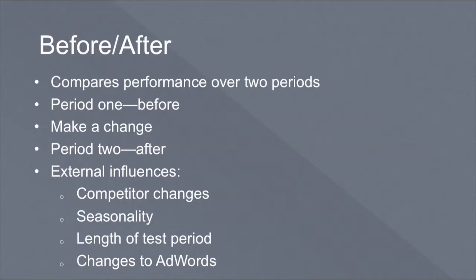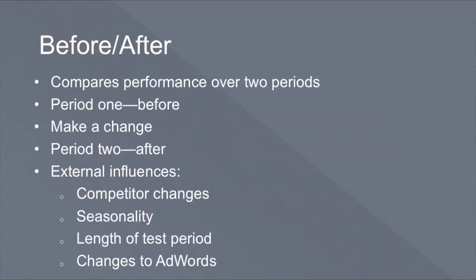Now, we need to remember that there are external influences in this. You can't always directly compare before and after. You have to look a little bit deeper at the data. So, what happens if suddenly a big new competitor enters your market? That can change the competitive playing field. If they come in with big budgets, big spends, and suddenly ad positions start changing all over the place, that's an influence you can't control. What if you sell Christmas trees? You're not going to be selling very many in January.